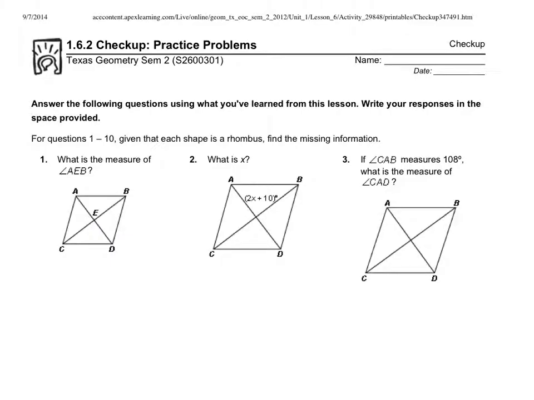Looking at the practice problems, number 1 asks us for the measure of angle AEB. Well, if you go back to before that, it said, given that each shape is a rhombus, find the missing information. So if this is a rhombus, then we know that when the diagonals intersect, they form a 90-degree angle. So AEB, that's the angle made by connecting those 3 points together, has to be 90 degrees.